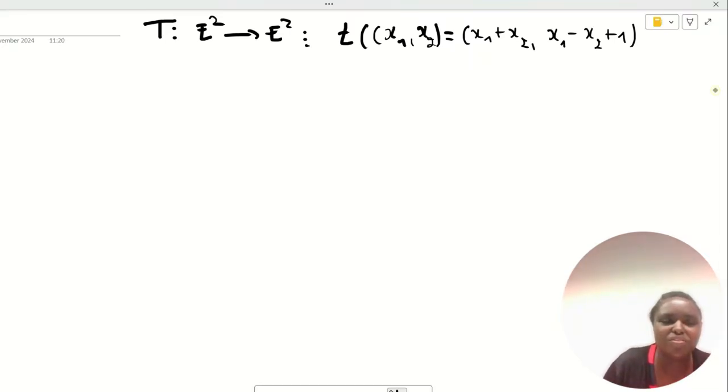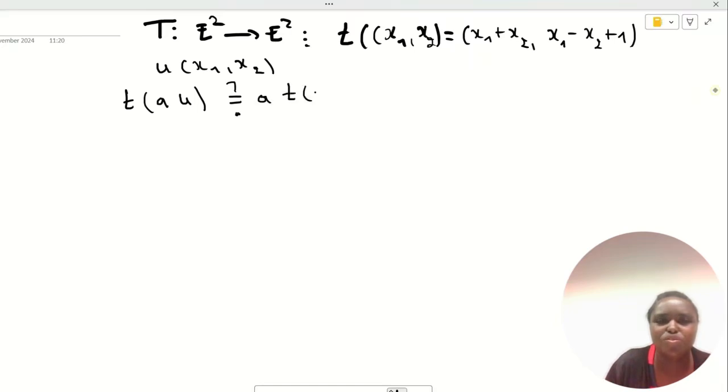Suppose that we have a vector u with coordinates x1 and x2. Now I want you to compute a times u and its image. Is it equal to a times T of u? If it is, then the scalar multiplication property will be satisfied. If not, then that property is violated, and the function will no longer be a linear function. So let's go ahead and compute this and see.